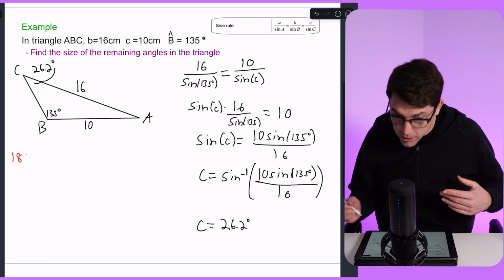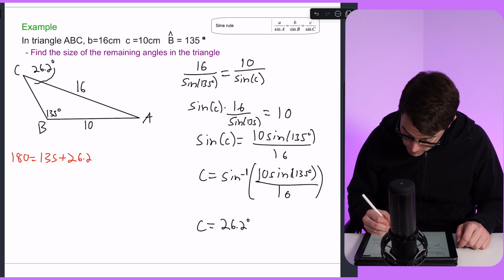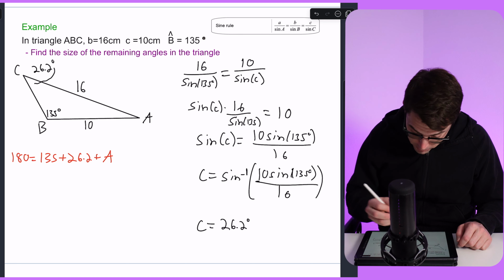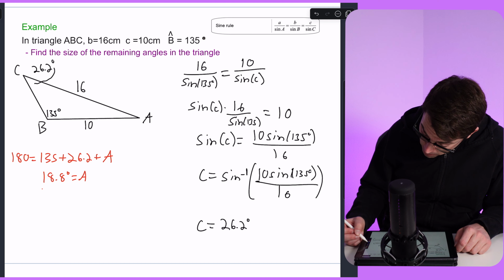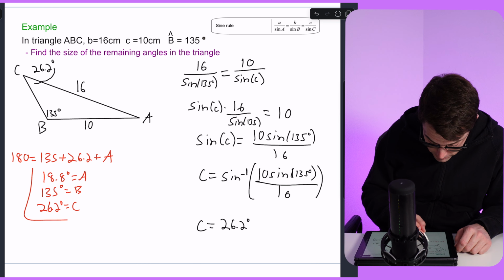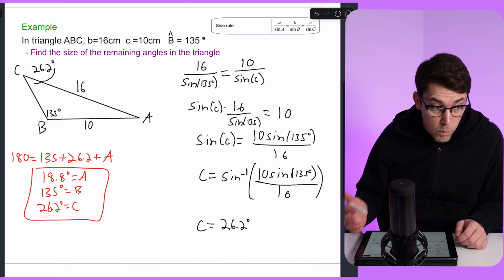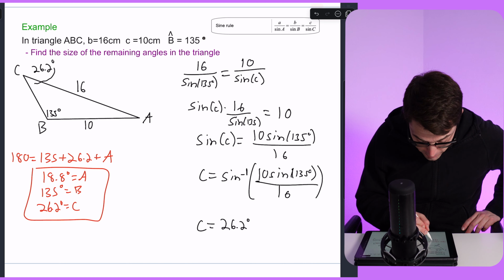Put that into your calculator, and what you're going to get, at least to three significant figures as we do in this course, is 26.2 degrees. So I'll put that in there as 26.2 degrees. And then what is going to be my other angle? As I previously stated, the sum of all the interior angles of a triangle must be 180. So 180 must be equal to 135 plus 26.2 plus whatever my angle A is. And that is going to give me 18.8 degrees for A.